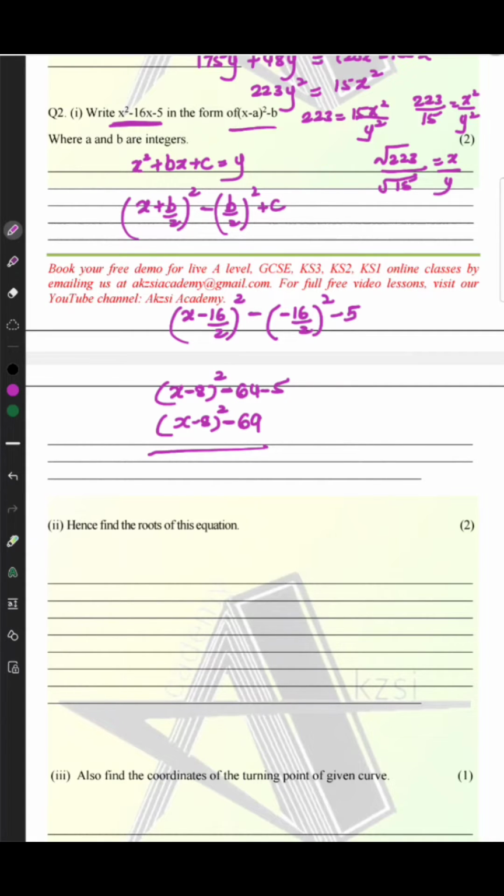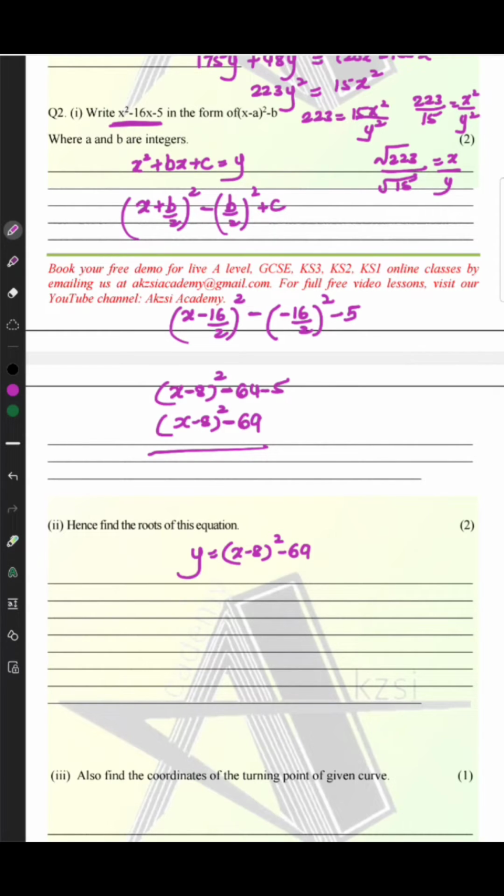We have converted it into this form. A and B are integers, so a is 8 and b is 69. Hence, find the roots of this equation. Whenever we find the roots of an equation, they are asking for those values of x for which the value of y is 0, that means where the curve is cutting the x-axis. That's why this equation is actually y equals (x minus 8) whole squared minus 69, but I need to equate it to 0 in order to get the roots.